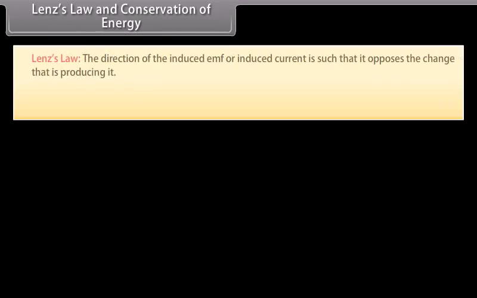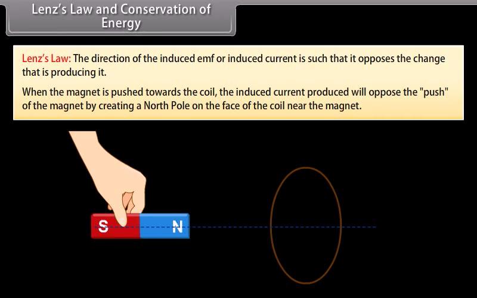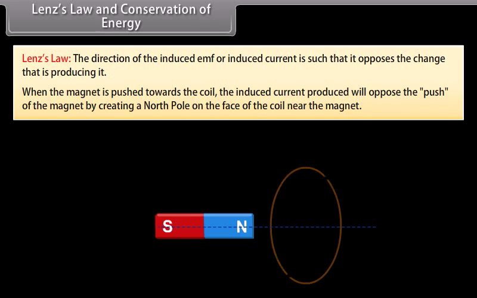Lenz's law and conservation of energy. Lenz's law states that the direction of the induced EMF or induced current is such that it opposes the change that is producing it. When the magnet is pushed towards the coil, the induced current produced will oppose the push of the magnet by creating a north pole on the face of the coil near the magnet.